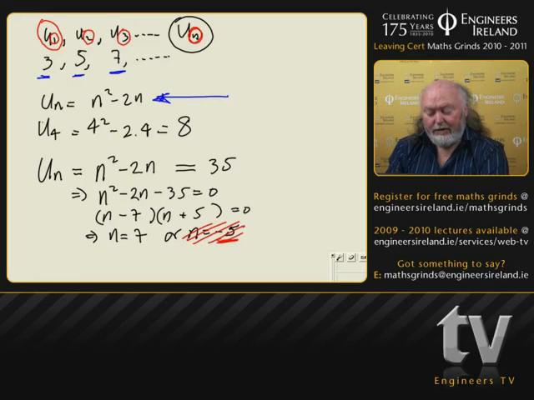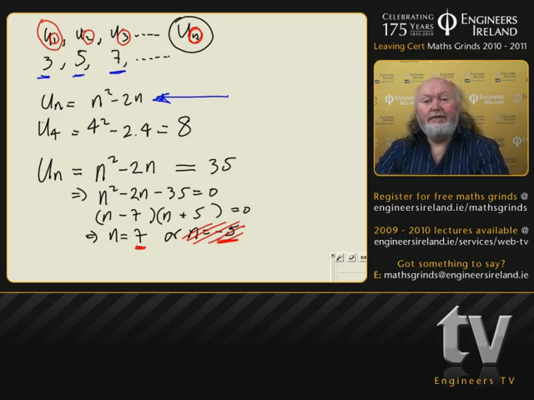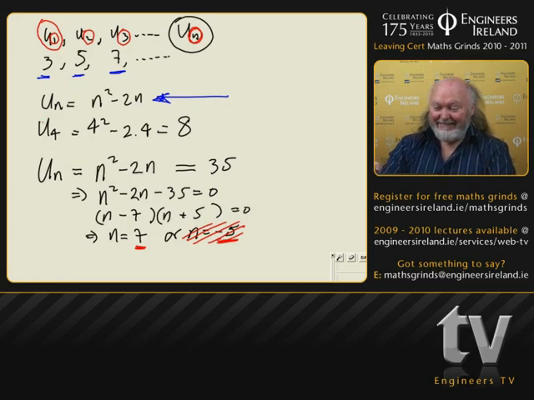So the only valid solution here is 7. So we'll say when we're looking at the 7th one of these, we would be able to say 7 squared minus 2 sevens should give us 35. It doesn't take a genius to work that one out again.